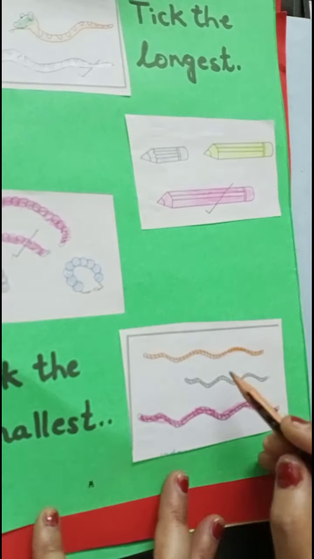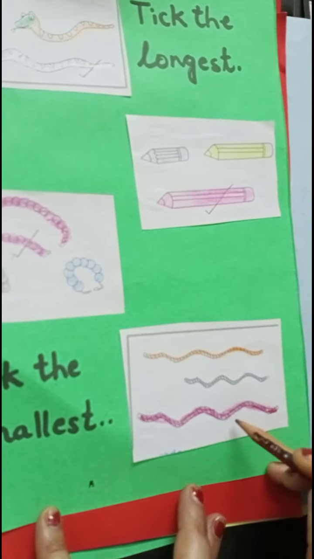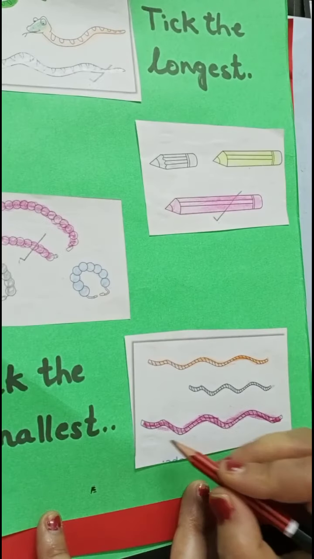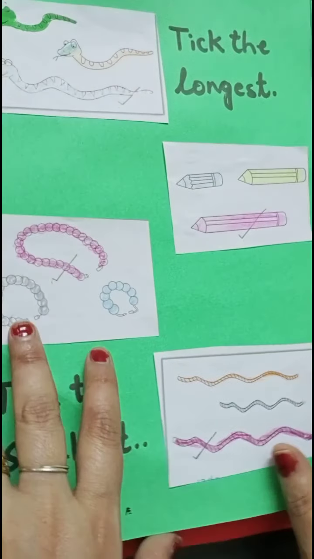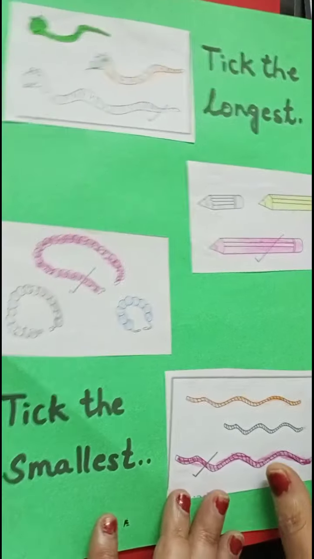And here three ropes are there. Orange, grey and red. Which rope is the longest? This red is the longest. Okay, so clear? Longest and shortest. Long short concept is clear?